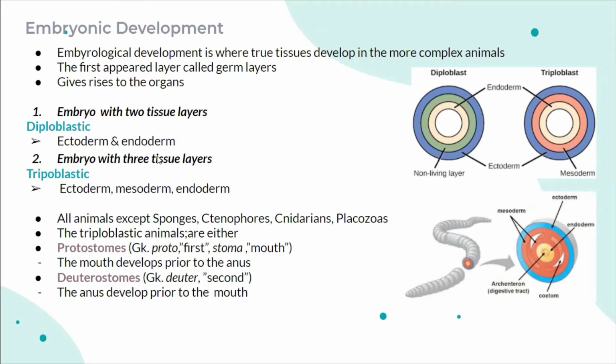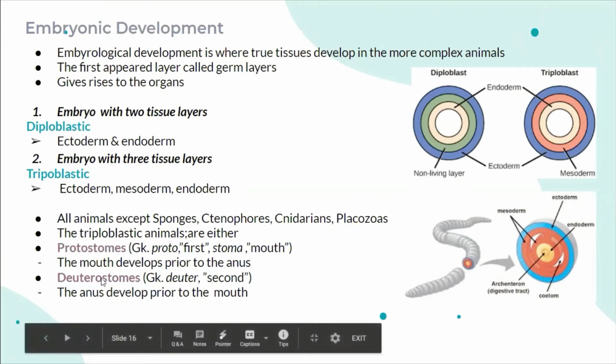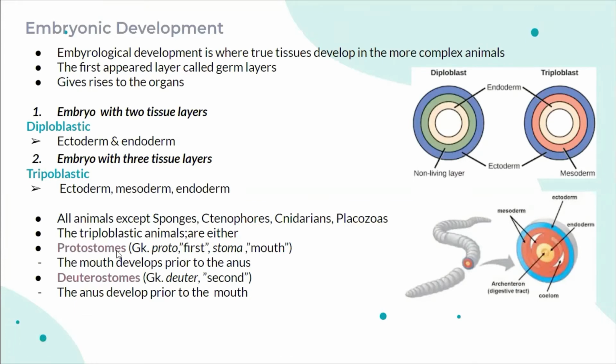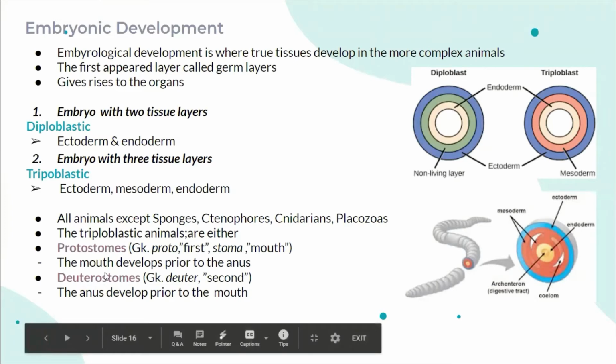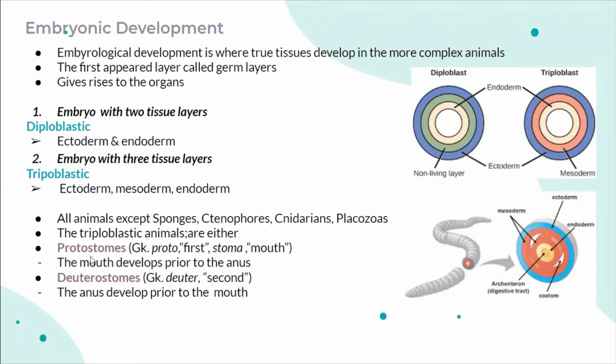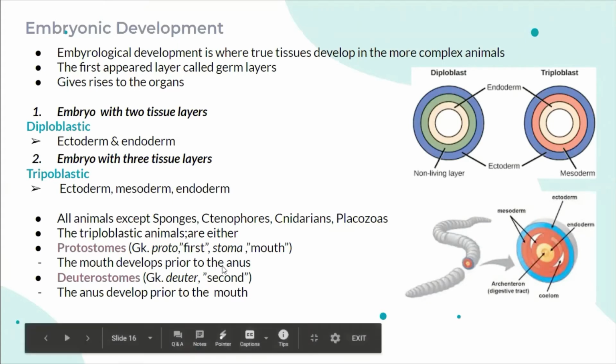Notice that all animals except sponges, ctenophores, cnidarians, and protozoans are triploblastic. And the triploblastic animals are either protostomes or deuterostomes. So what are protostomes and deuterostomes? Protostome comes from the Greek word proto, which means first, and the word stoma, which means mouth. For deuterostomes, it comes from the word deuter, which means second, and then the word stoma, which is mouth. Protostomes are animals in which the mouth develops prior to the anus. Opposite to the protostomes, deuterostomes are animals in which the anus develops prior to the mouth.